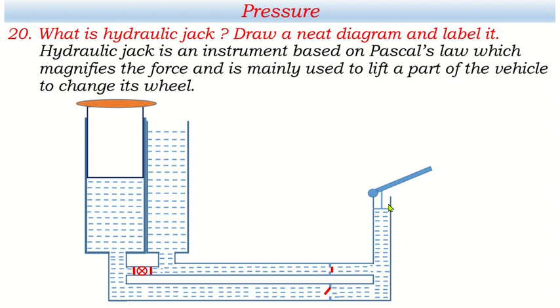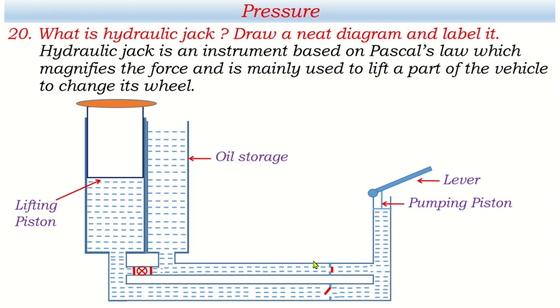Now what are the parts? Here we have a piston, and this is called the pumping piston because it exerts pressure in the liquid. The pumping piston is connected to a lever. When this lever is pushed downward, then it exerts pressure in the liquid, and the same pressure transmits to this lifting piston. Actually, this lifting piston is placed just below the part of the vehicle which has to be raised to change the wheel of the vehicle.